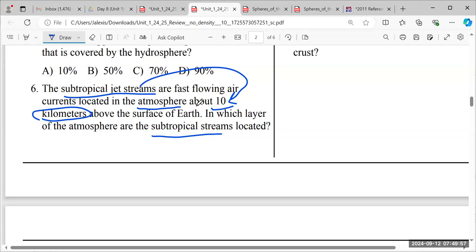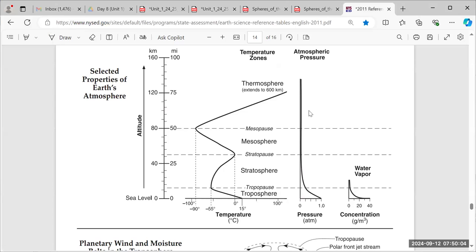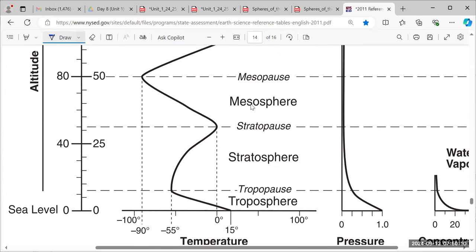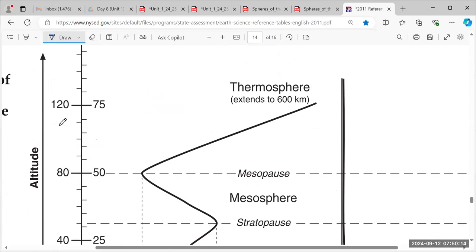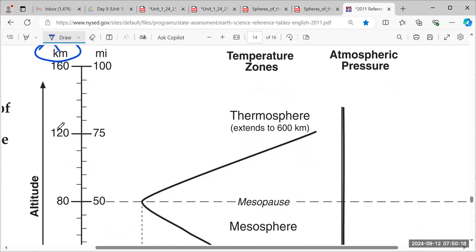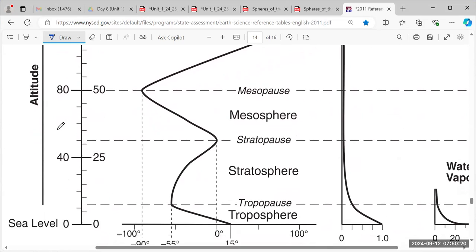What page of the reference table shows me the different layers of the atmosphere? Page 14. All right. So I know that the jet streams are located at 10 kilometers. So I'm looking on my kilometer side, right? That's why it's important for us to read the question. And that means I'm going to look here and I'm going to find 10. Well, right here, I see each line is going up by 10, right?